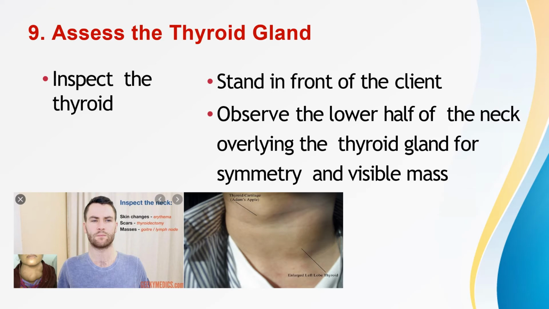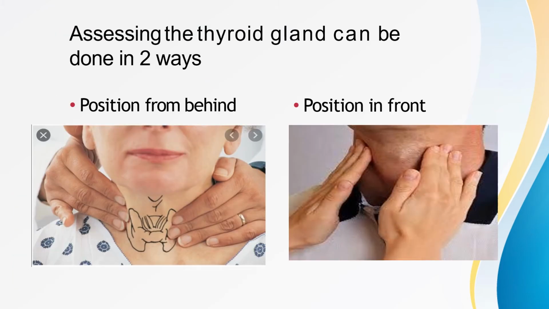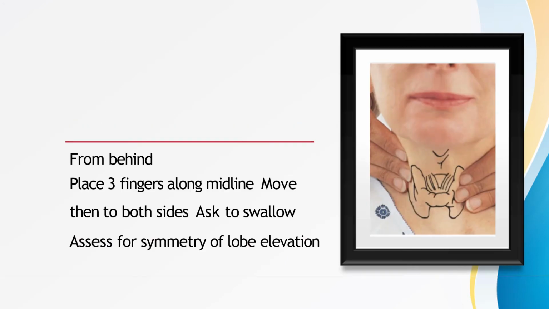We can inspect the thyroid by looking at the neck of the patient. So we can stand in front of the client and observe the lower half of the neck overlying the thyroid gland for symmetry and possible presence of mass. You can palpate the thyroid gland in two ways. You can stand in front of the patient or you can stand from behind. Either way is correct as long as you follow the guidelines.